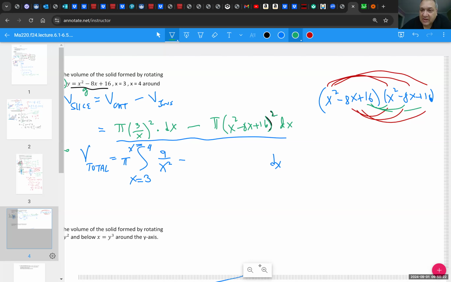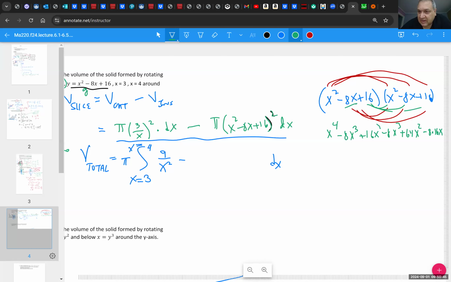And I get some crazy stuff. I'll write out some of it. I get x to the fourth minus 8x cubed plus 16x squared minus 8x cubed plus 64x squared. I don't even know what 8 times 16 is. I think it's 120 something. I'll just write it as minus 8 times 16x.